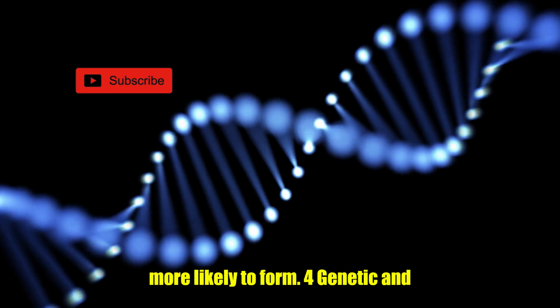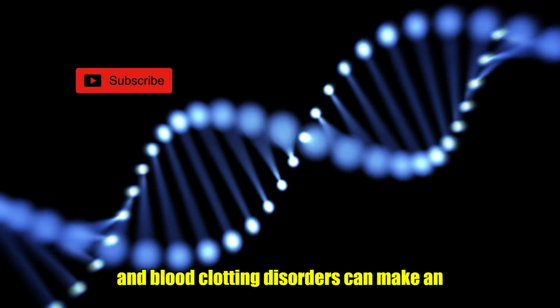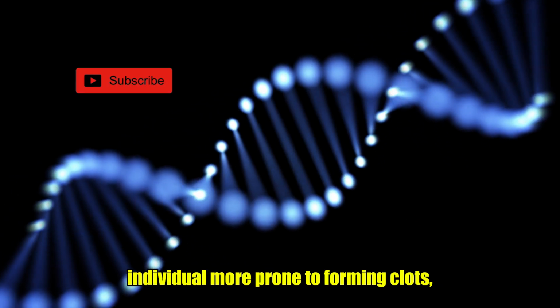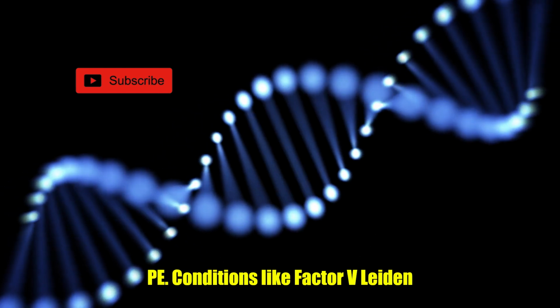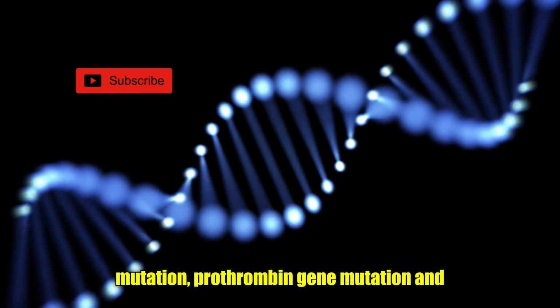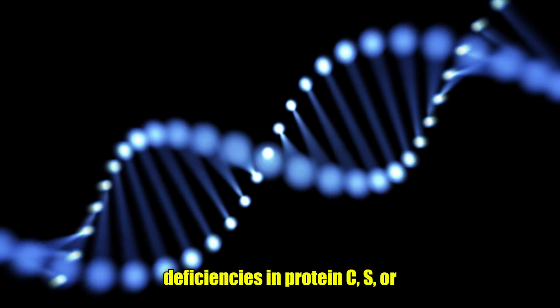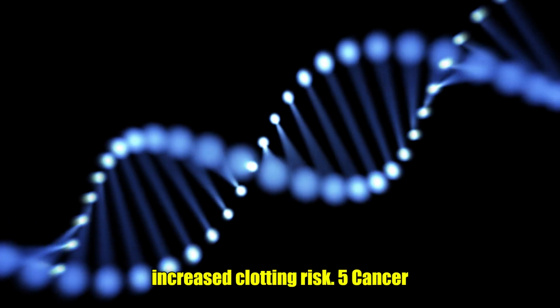4. Genetic and blood clotting disorders. Certain genetic and blood clotting disorders can make an individual more prone to forming clots, thus increasing the risk of both DVT and PE. Conditions like factor V Leiden mutation, prothrombin gene mutation, and deficiencies in protein C, S, or antithrombin 3 are all associated with increased clotting risk.